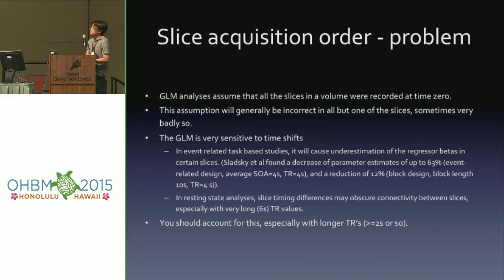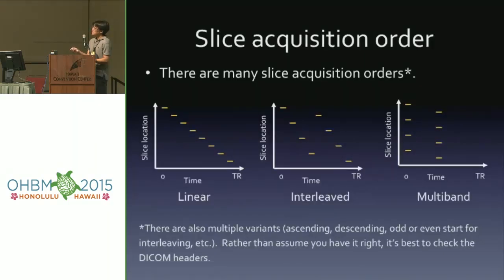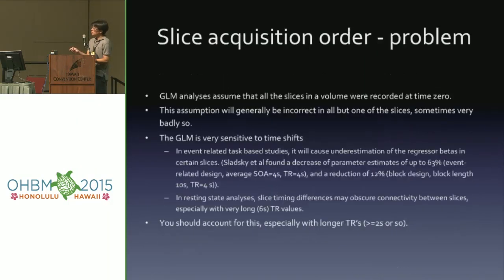So why is that a problem? Because in the general linear model, we always assume all the slices are taken at time 0. So if you use the general linear model to model the data without any correction, you only correctly model one slice out of your data. All the rest of the slices are wrong.